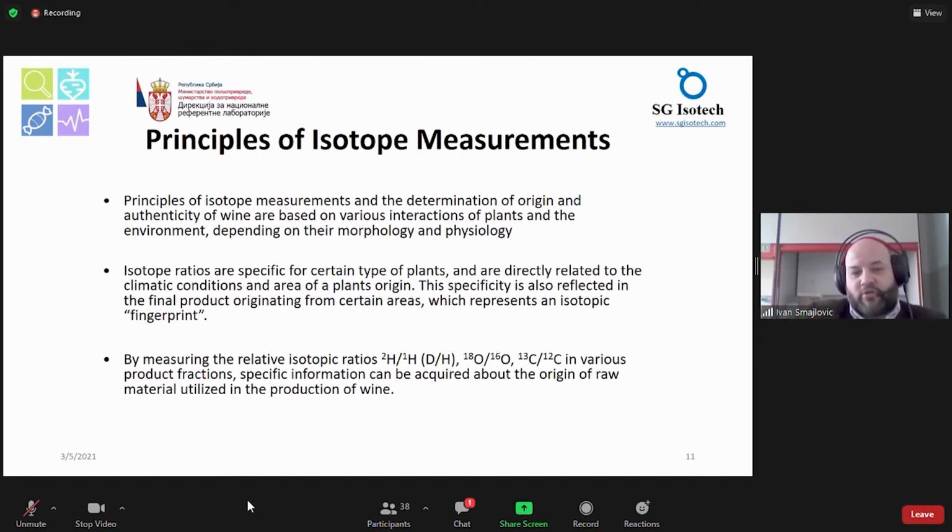So if we want to measure sugar, beet sugar from Turkey, it will have very similar carbon, but deuterium, for example, or oxygen in this will differ because of the water which the plant uptakes. So by measuring the relative isotopic ratios of hydrogen, oxygen, and carbon in various product fractions, specific information can be acquired about the origin of raw material utilized in the production of wine or fruit products, or fruit juices, or sugar crystals, or sugar syrups, honey, etc.